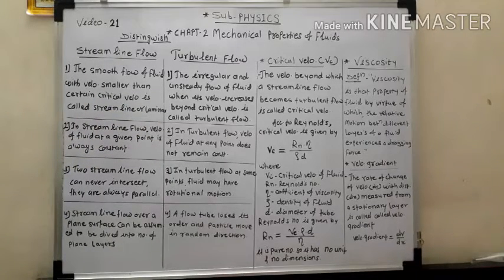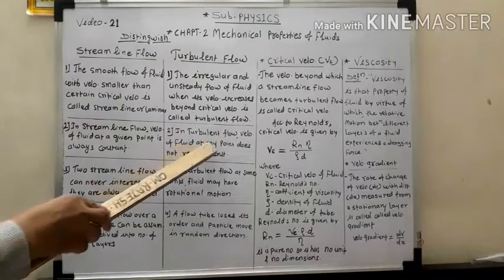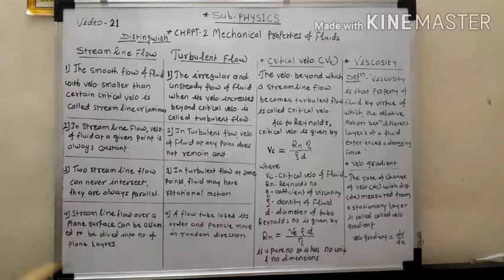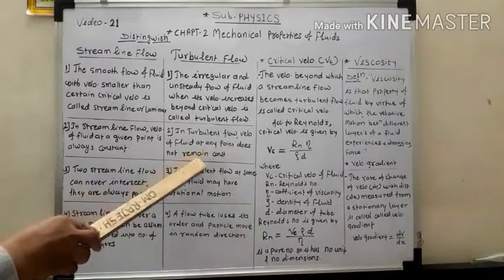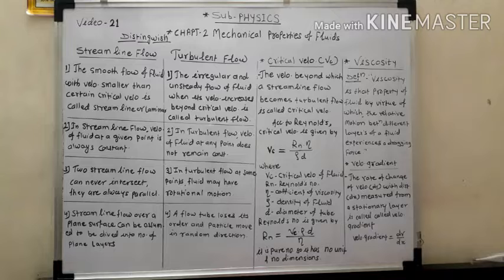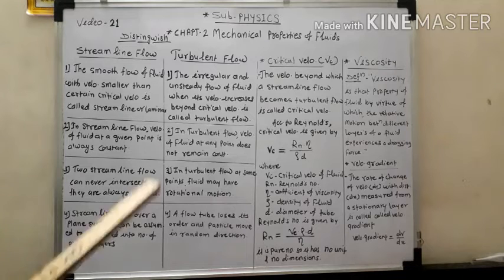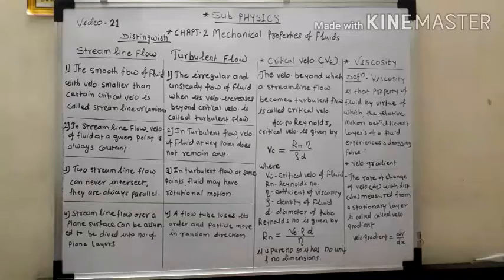This is the very important distinction between the streamline and the turbulent flow. Then the second distinction is that in streamline flow the velocity of fluid at any given point is always constant. And in turbulent flow, the velocity of fluid at any point does not remain constant, because it is unsteady and irregular. The third one is that two streamlines can never intersect with each other. That means they are just parallel with each other.